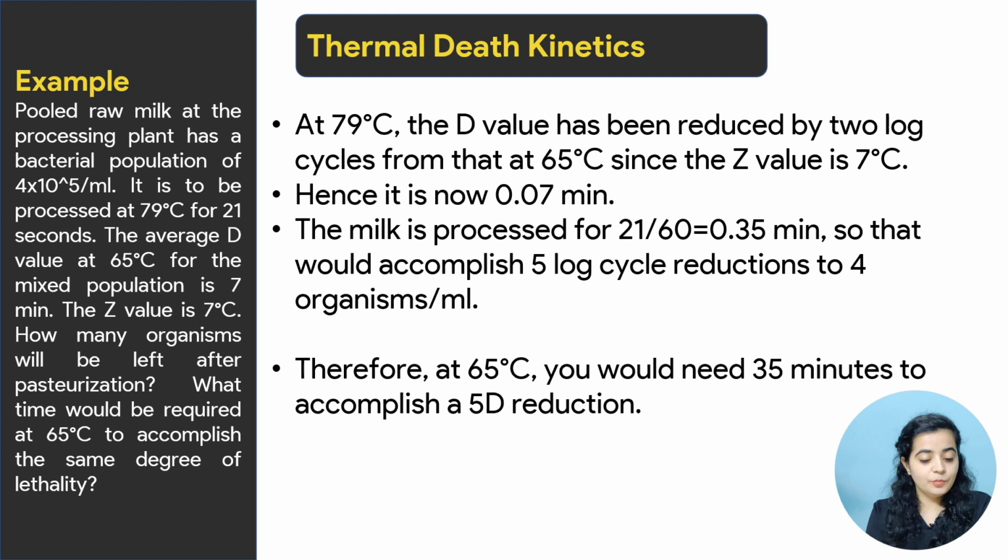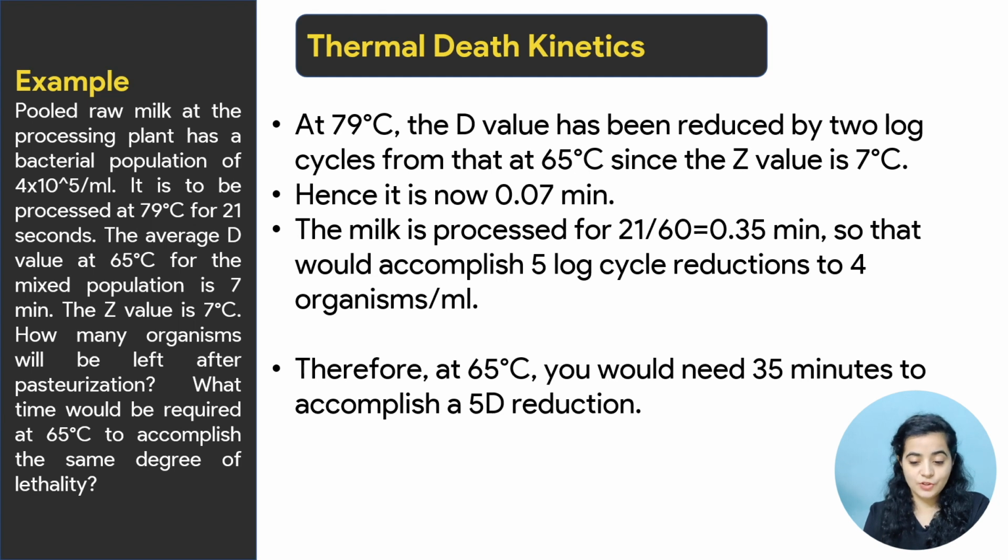Pooled raw milk at the processing plant has a bacterial population of 4 into 10 raised to power 5 per ml. It is to be processed at 79 degrees Celsius for 21 seconds. The average D value at 65 degrees Celsius is given as 7 minutes and the Z value for these microorganisms is 7 degrees Celsius. So they are asking how many organisms will be left after pasteurization and also what time would be required at 65 degree to accomplish the same degree of lethality.